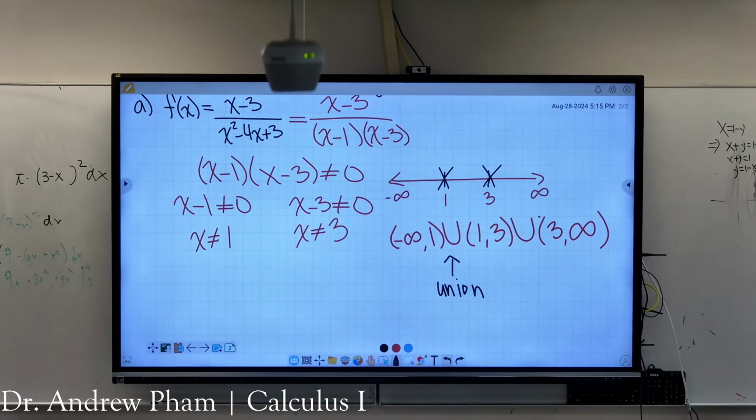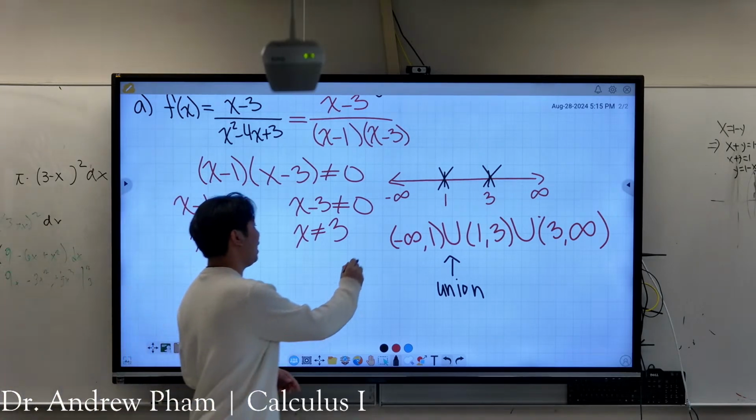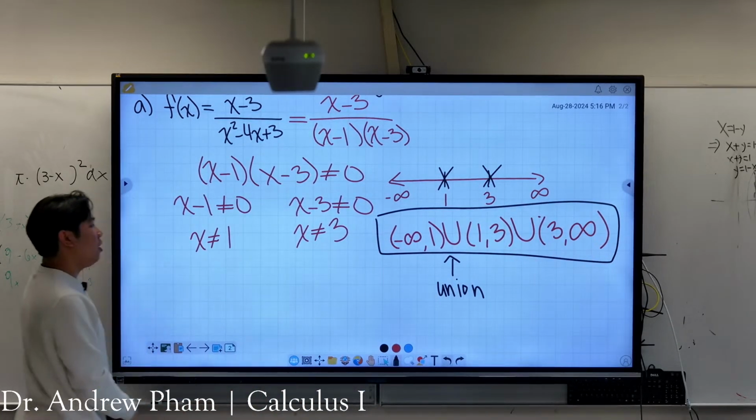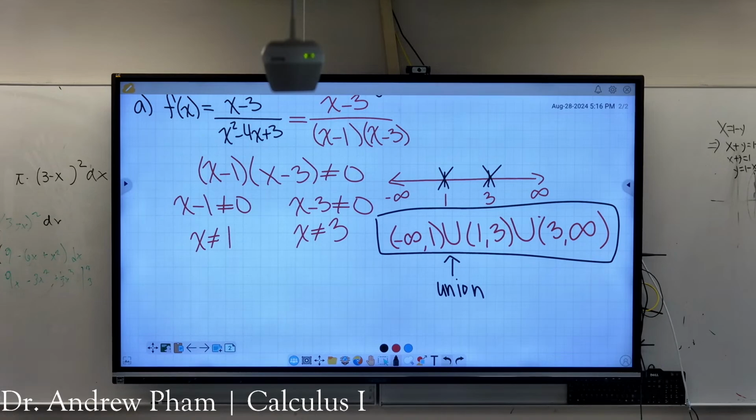I claim this to be my interval of continuity. Interval, intervals, however you want to say it, how technical you want to be. Why do I think nothing between negative infinity to 1 is going to, how do I know that nothing there is going to give me a problem? It didn't come up in my denominator.